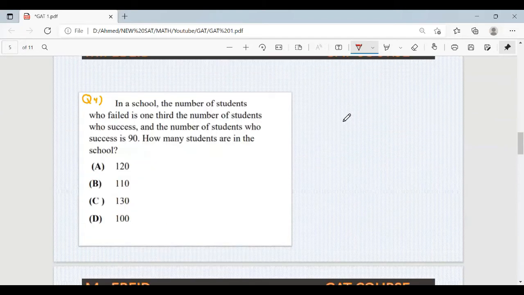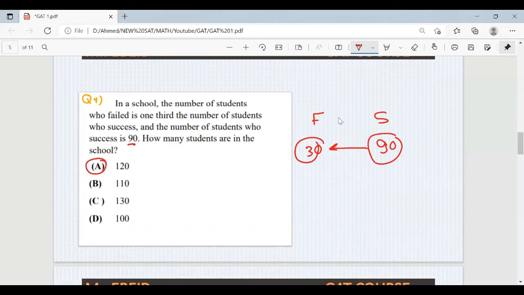Question 4. In a school, the number of students who fail is 1/3 the number of students who succeed. Okay, and the number of the students who succeed is 90. So we have F and we have S. Okay, the number is 90, their third will be 30. How many students are in the school? So we'll find the sum of 30 and 90, which equals 120.